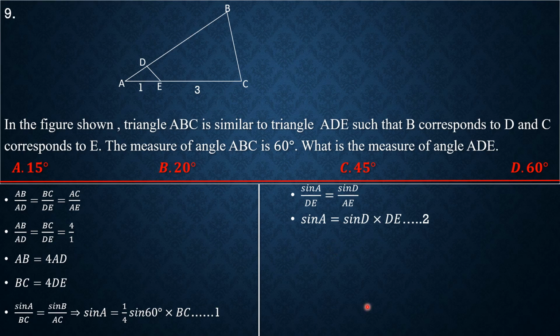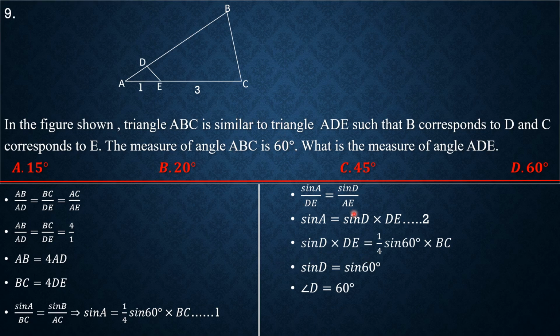So that's just the sine rule: finding sine A for the big triangle, and then finding sine A for the smaller triangle, and then using equation 1 and equation 2 to get the corresponding angle D. So you notice that our sine D will be sine 60, which means that D is also 60 degrees.